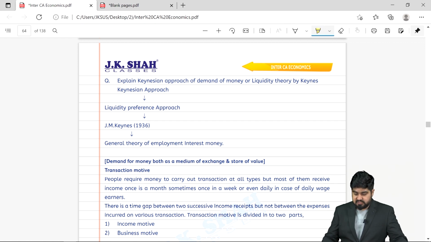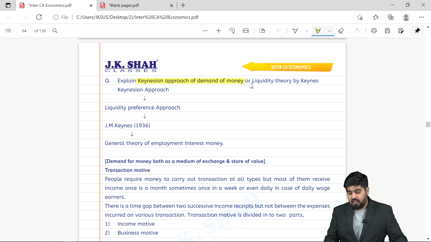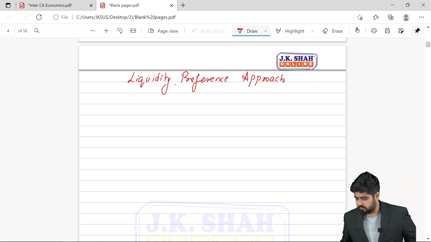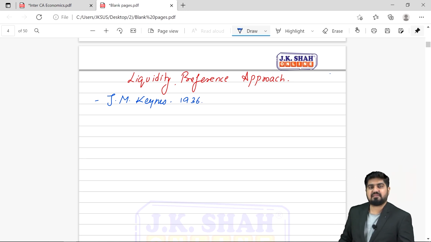The third theory, students, is going to be very important, and that is Keynesian approach to demand for money, which is also called liquidity preference theory by J.M. Keynes. So now, according to Professor J.M. Keynes, liquidity preference approach, also known as Keynesian theory of demand for money, was given by Professor J.M. Keynes in the year 1936 in his book General Theory of Employment, Interest and Money.